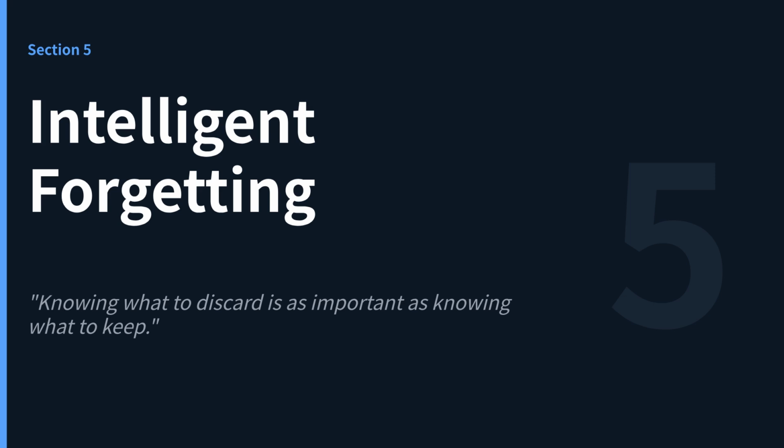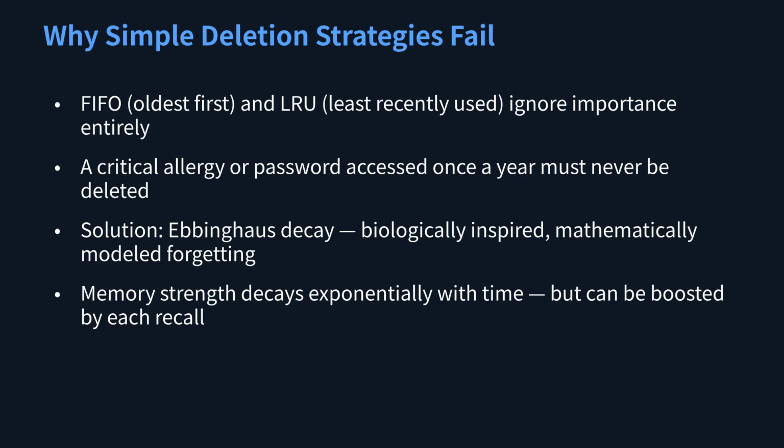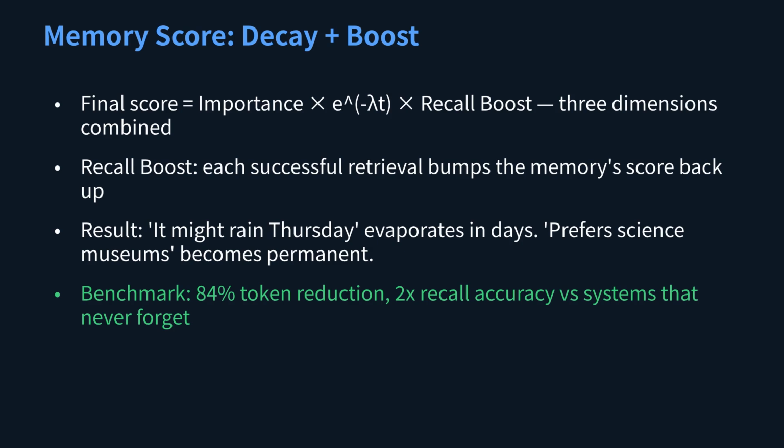Finally, let's look at how intelligent forgetting actually works mathematically. Back in 1885, a psychologist named Hermann Ebbinghaus discovered that human memory decays exponentially over time. The longer since you last recalled something, the weaker the memory gets. Modern AI systems use this same model, but modern systems go further. They add 2 more dimensions to the score. First, recency. How many days have passed since this memory was formed or last recalled? Second, a recall boost. Every time the memory is retrieved and used successfully, its score gets bumped back up.